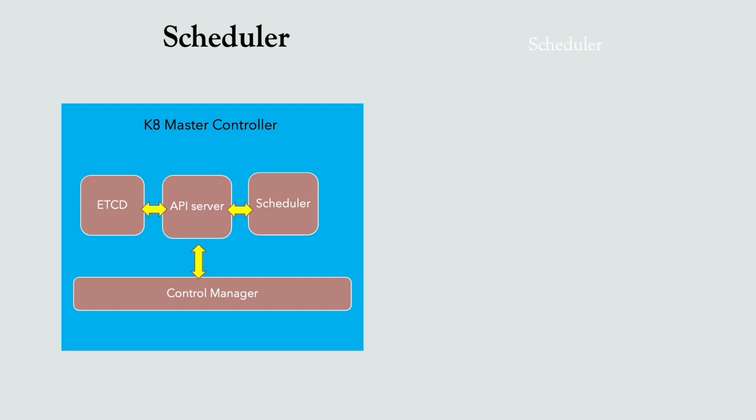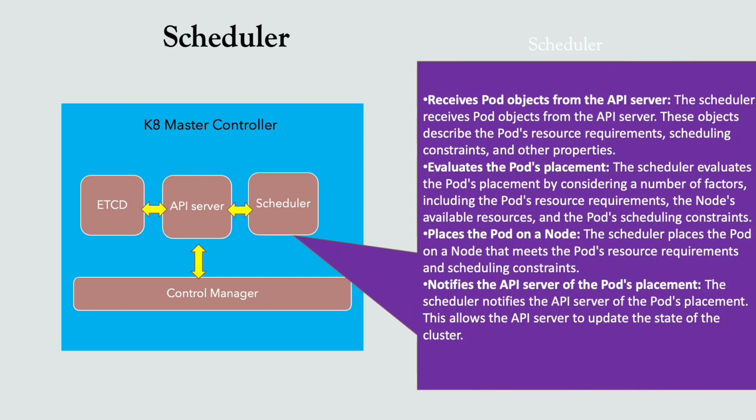Let's look at the scheduler component. The scheduler component receives pod objects from the API server. These objects describe the pod's resource requirements, scheduling constraints, and other properties. Next it evaluates the pod and the placement. The scheduler evaluates the pod placement by considering a number of factors including the pod's resource requirements, the node's available resources, and the pod's scheduling constraints.